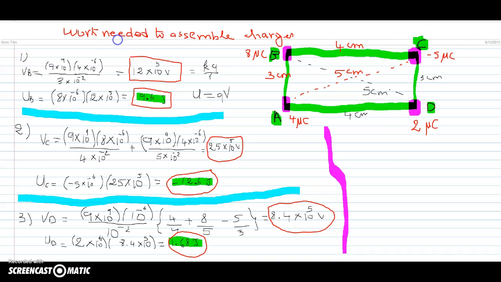So the total energy, which is also the work, because we agree on that. The energy stored is the work required to put them together. So that is 9.6 minus 12.6 and plus 1.68, and that is equal to minus 1.32 joules.